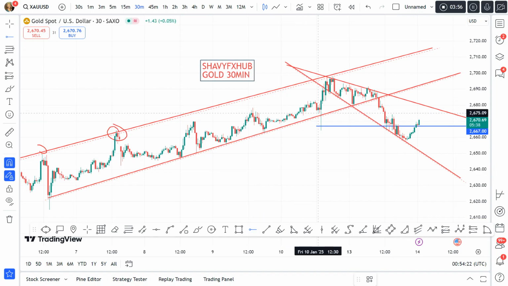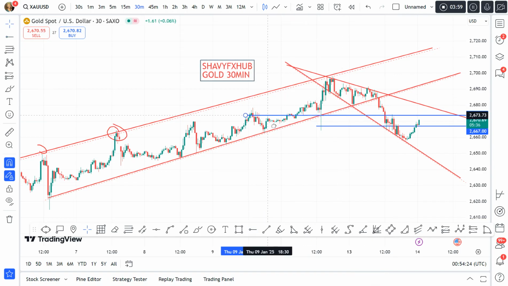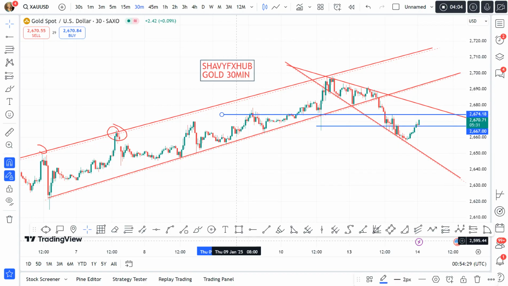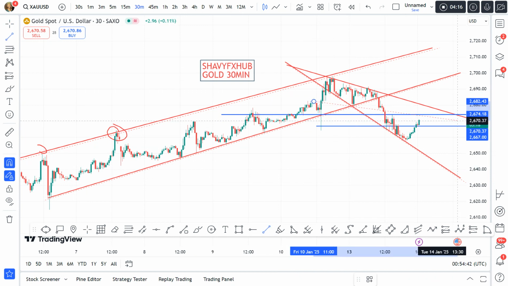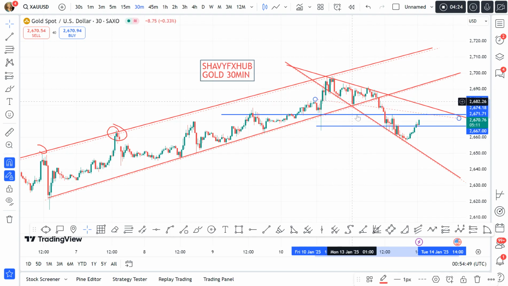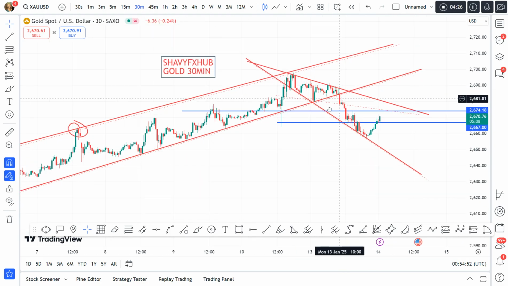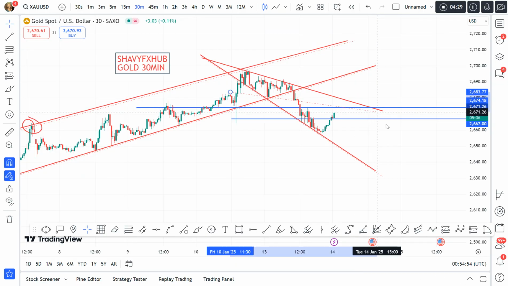Now, layer by layer, they also need to breach this level, 2674. If they breach 2674, then they will ultimately face another structure. We have price creating a floor here, another floor, and this is the breakout from that floor. So that will be almost like the final litmus test.